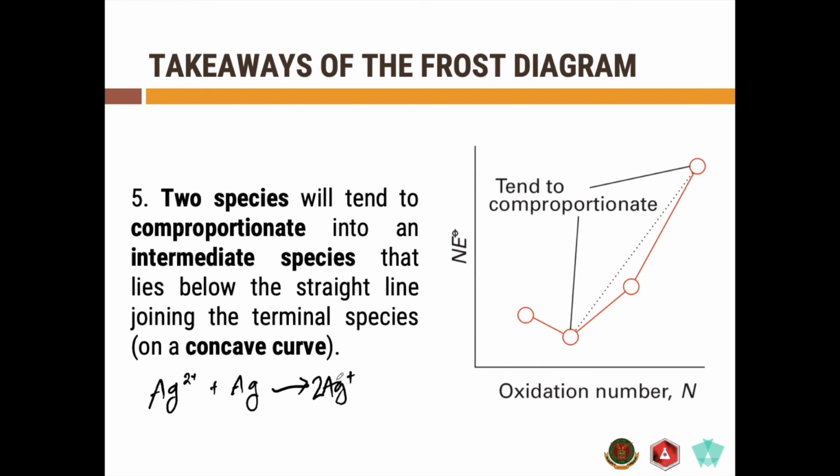And if you have a Frost diagram here, you can see again we have 1, 2, 3 points, and you need to connect point 1 and point 3, or substance 1 and substance 3. If the second point or the middle point lies lower compared to the line created by joining points 1 and 3, then substance 1 and substance 3 will comproportionate to form substance 2. Again, all of this is due to the Gibbs free energy favoring the formation of the intermediate oxidation state.